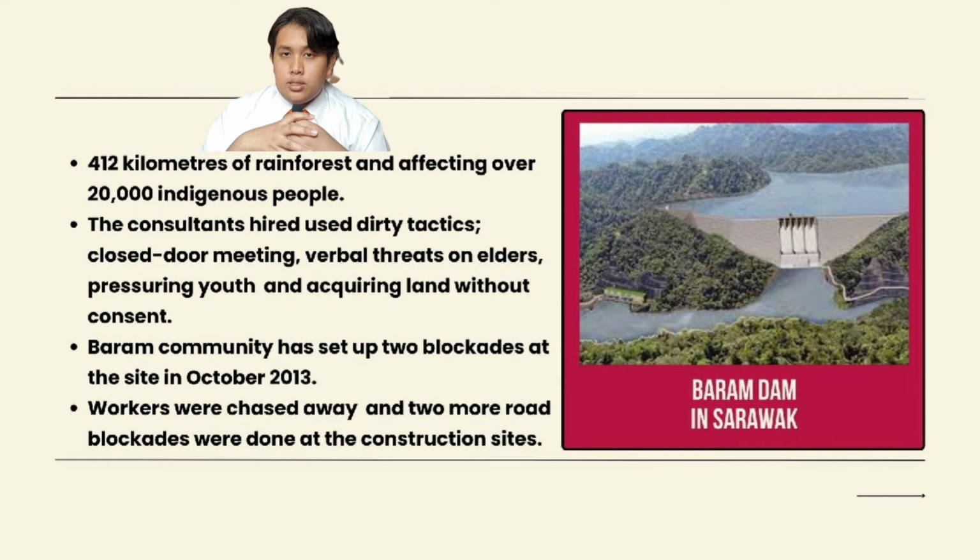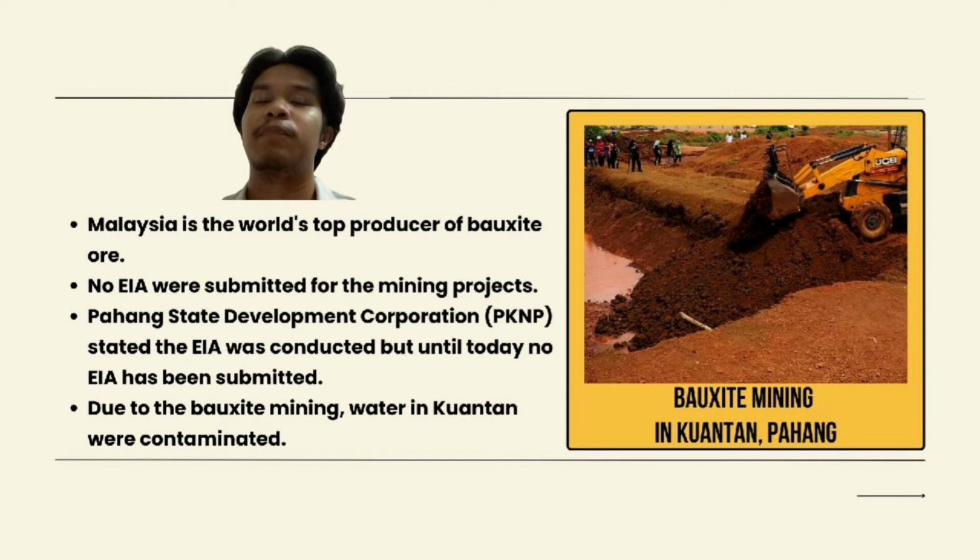The third dam that was built in Sarawak is the Baram Dam. It has an area of 159 square miles, which is equivalent to 412 square kilometers of rainforest. And guess what? It also affects 20,000 indigenous people living near the Baram Dam. This is also a famous case where the project proponents hired consultants that used dirty tricks such as closed-door meetings, elders receiving verbal threats, bribing youth with monetary incentives, and taking land without any consent. So the community voiced out all their opinions and made protests, chasing away the workers and starting blockades to stop the constructions.